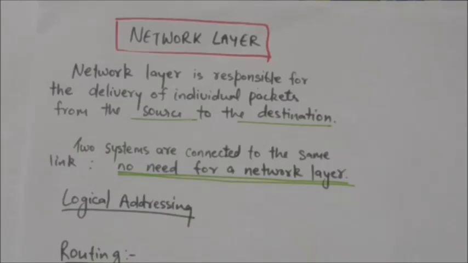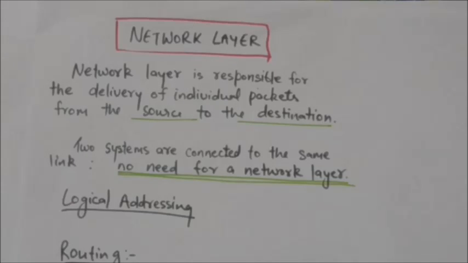As we studied in the previous tutorial, the data link layer oversees the delivery of packets between two systems on the same network, or we can say on the same link, right? But the network layer ensures the delivery of each packet from its point of origin to its final destination.